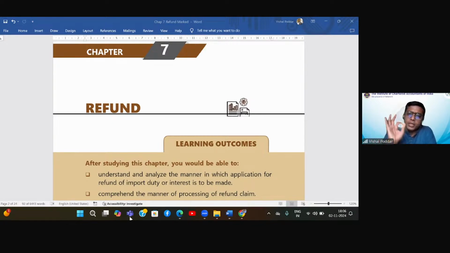So this is the origin of the chapter of refunds in all taxation laws. Now, having said this, there is another very interesting concept which we are going to discuss in great detail in this topic. That is the concept of unjust enrichment. I'll just give you a brief, because we are going to discuss that concept in detail.